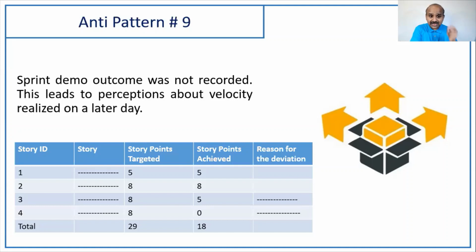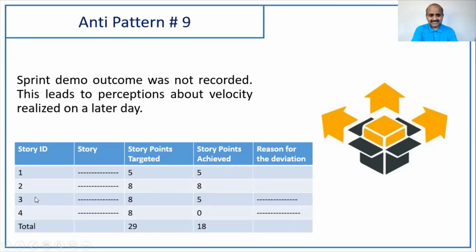But we have to record, and we have to say, look, guys, 4 stories we have taken. Story number 1 is this. Story number 2 is this. For story number 1, 5 story points were targeted. All the acceptance criteria were achieved. So 5 story points are awarded here. And the second story is 8 story points worth of work. We have demonstrated all of it. So 8 story points we are taking.